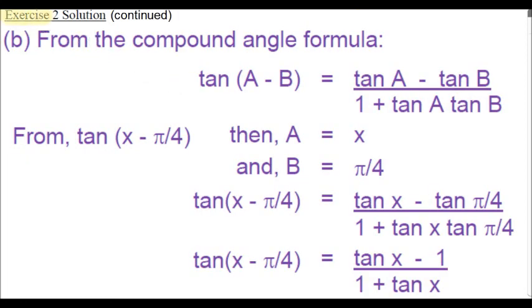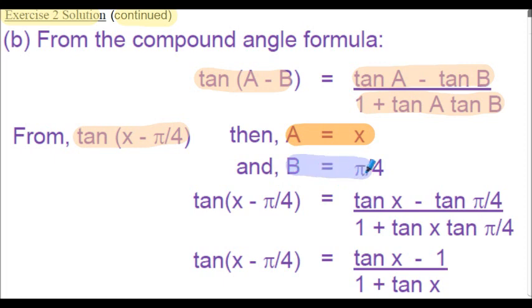Exercise 2, solution continued. Consider this part of the problem. I'm using this compound angle formula. And again, a is equal to x, and b is equal to pi upon 4. Placing the a and the b into the formula is our answer for the tan of x minus pi upon 4. Again, notice the ratio of tan pi upon 4 is 1. So we end up with a solution here for part B of our problem.